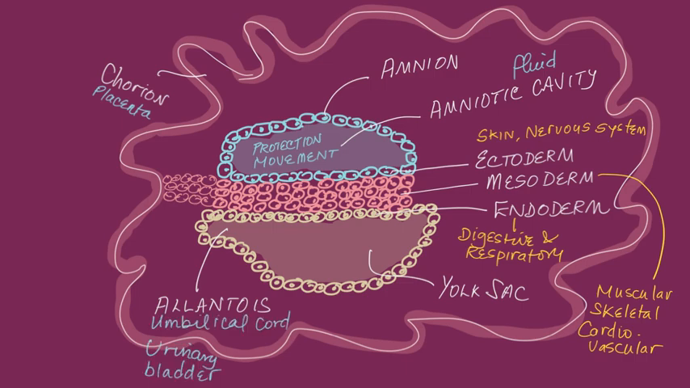The chorion forms the future of the placenta. The allantois is the umbilical cord, and it forms the urinary bladder in the future. The yolk sac provides nourishment for the growing embryo. It forms the early blood cells, and it also forms the early germ cells. Now, these germ cells will differentiate into male or female gametes, which is the sperm or the egg, but at first they form in the yolk sac.